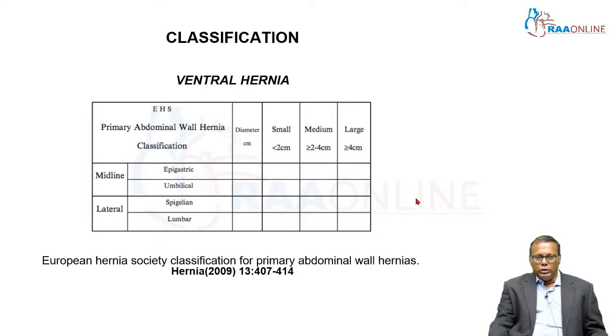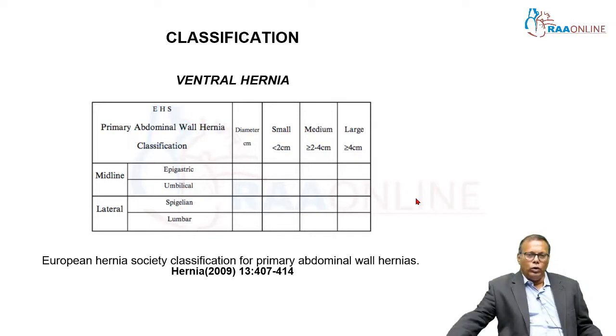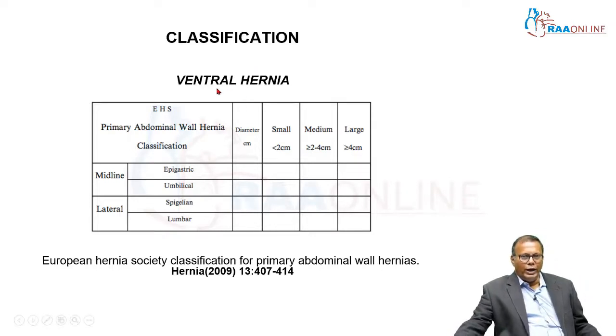The European Hernia Society offered a classification in 2009, which is very simplified and easily reproducible. But what needs to be done is for all the hernia societies to come together, standardize this hernia classification and accept it the world over. This is for ventral hernia. Based on the size of the defect, you have 2 centimeters, 2 to 4 and more than 4 centimeters.